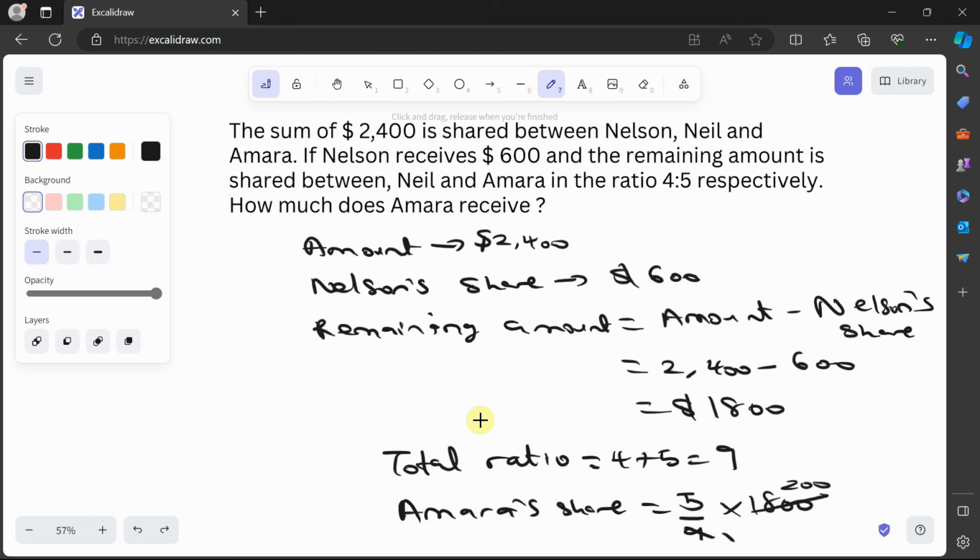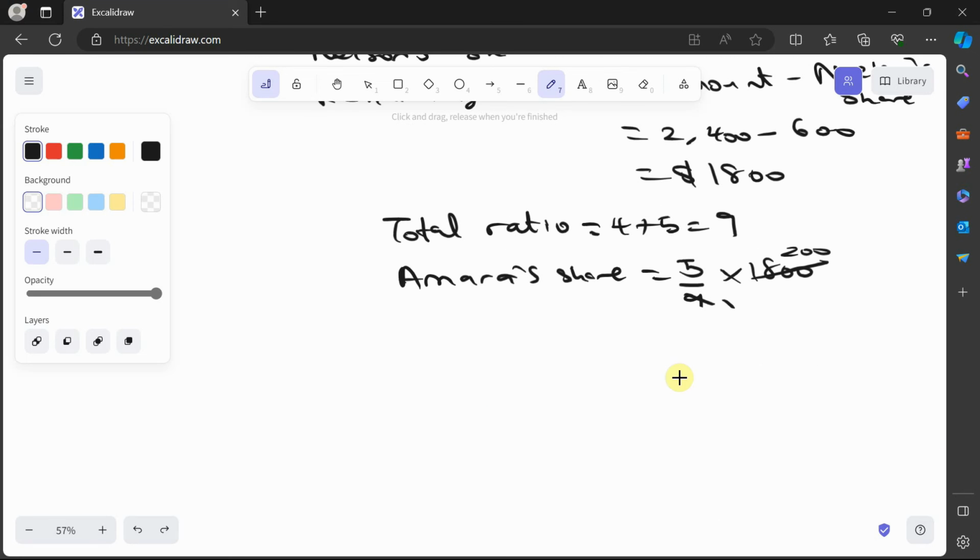So 200 times 5 would give you what? 1,000. So Amara's share is actually $1,000. And if you got $1,000, well done to you. Let's see if you're correct.